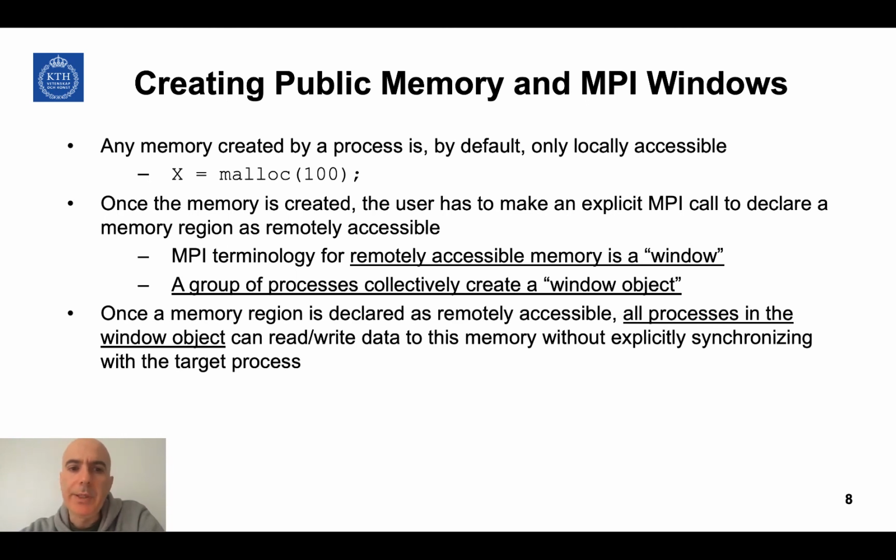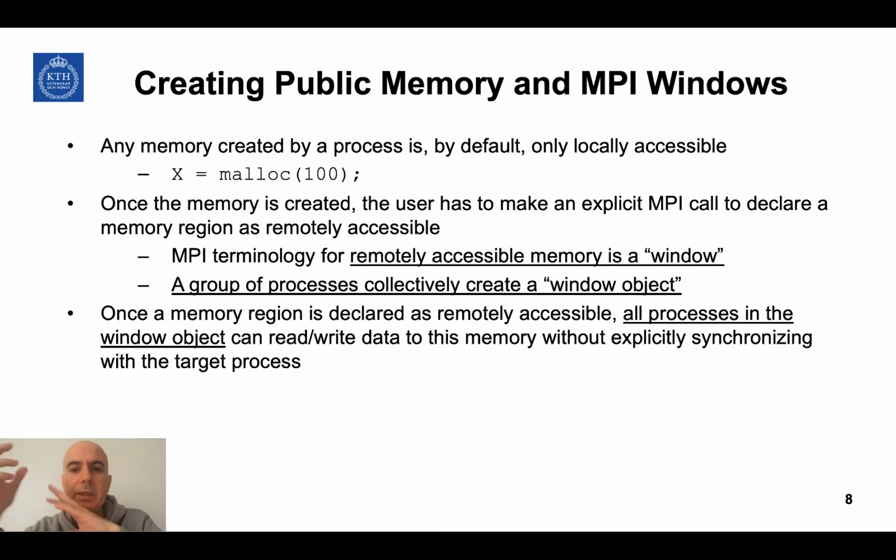Once the memory is created, the user has to make an explicit MPI call to declare that memory region as remotely accessible. So let's say I want to make this x accessible to all the other processes, so that other processes can directly update this x variable. The MPI terminology for remotely accessible memory is a window. So an MPI window is memory on a process that is accessible by all the other processes in the communicator.